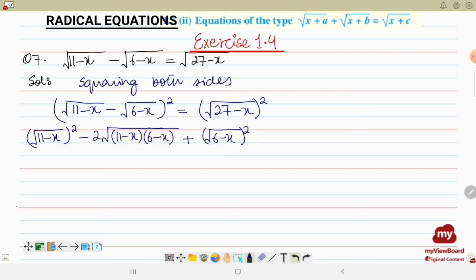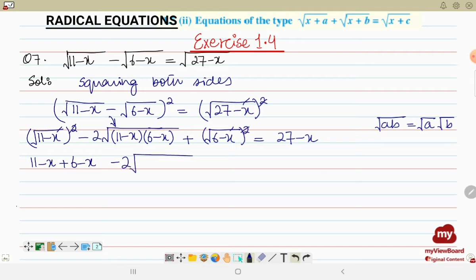Since we have already studied that, the square and the square root will get cancelled, so here we are having this. How I have written down the values of the second term: since we have already studied the properties of radical sign, you can write it separately and you can write it collectively as well. Let's solve. Furthermore, we are going to open up the square, which will get cancelled by the square root, so 11 minus x from the first term and plus 6 minus x from the last term.